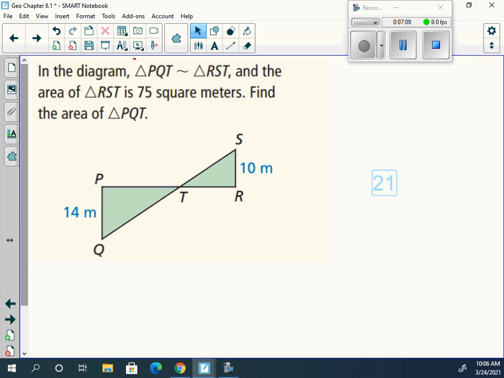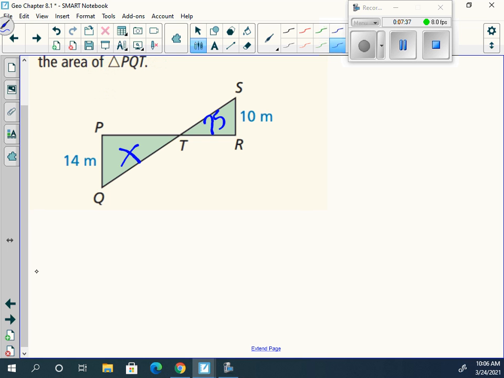All right. Let's look at another one. We have this here in the diagram. PQT is similar to RST, and the area of RST is 75 square meters. Find the area of PQT. That's the one we want to know. So we can set up our proportion.